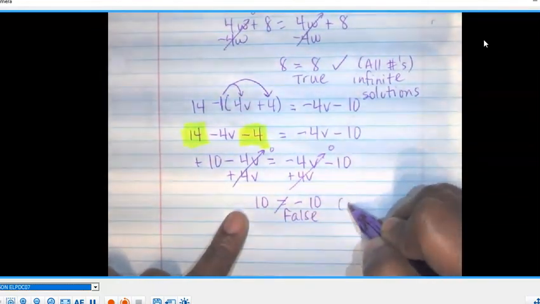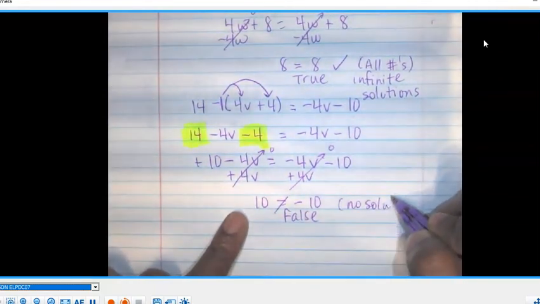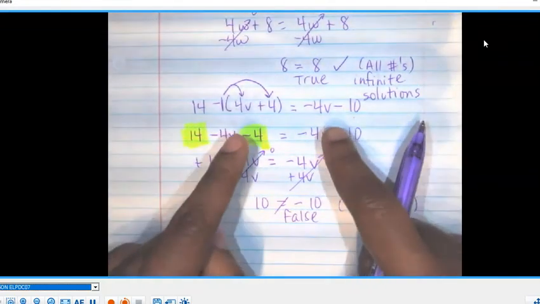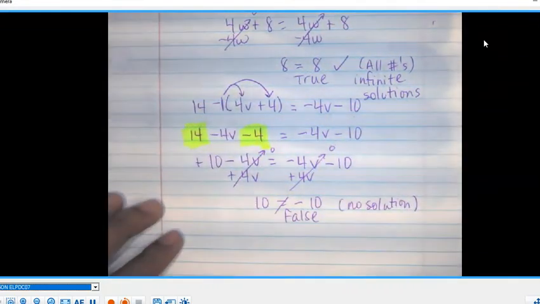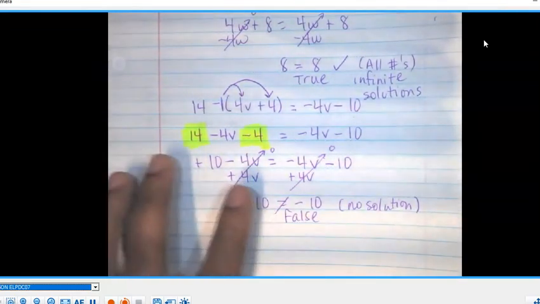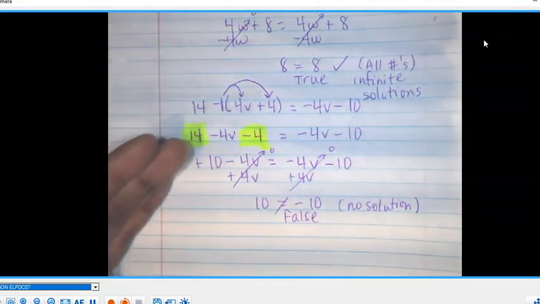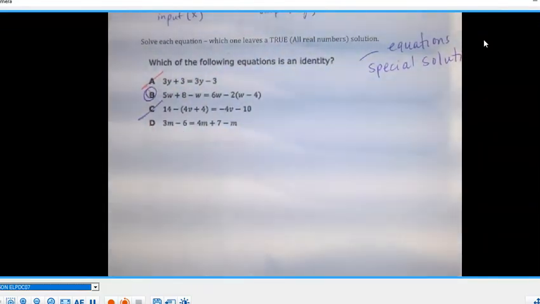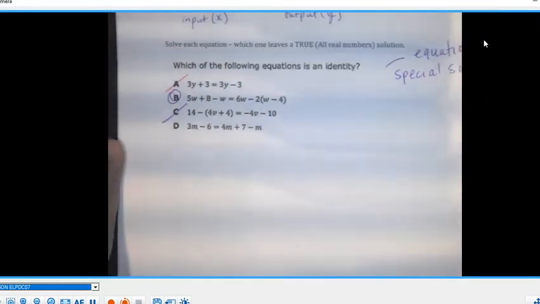So this one again is no solution. There is no value of v that I can plug into the original equation to make these both sides equal. So we do not like the third option. Okay, so again, I'm just showing you back to solving, but again, these are special solutions. The variable will go away. So we don't like C. Last one. Okay, I'll work this one on the page.